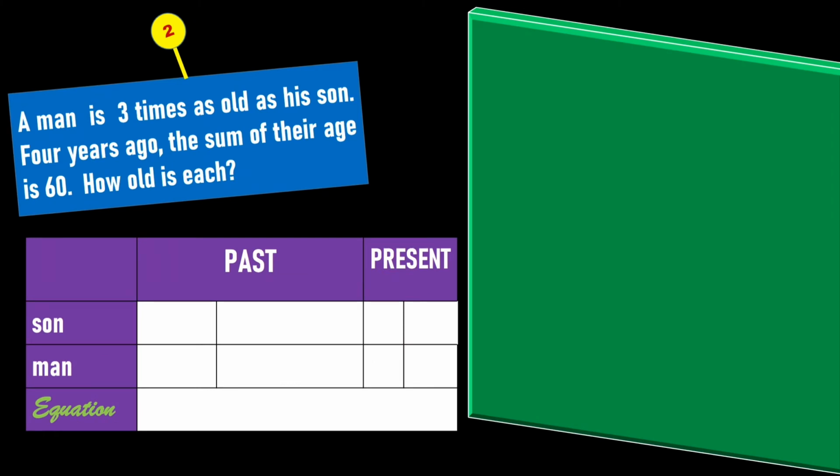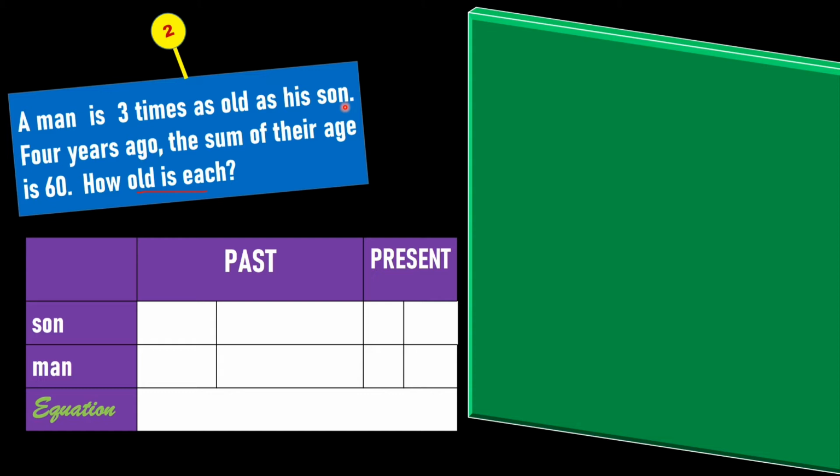Problem number 2. A man is 3 times as old as his son. 4 years ago, the sum of their age is 60. How old is each? So, based on the problem, ang hahanapin natin ay edad ng bawat isa. Itong si man at si son.